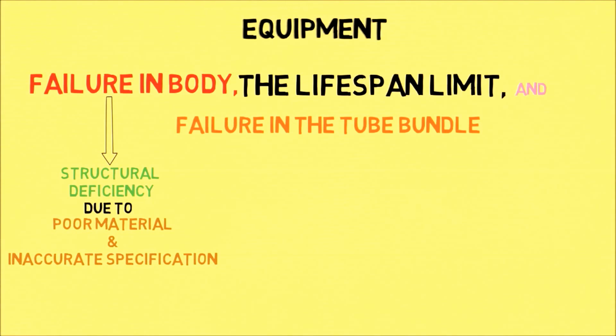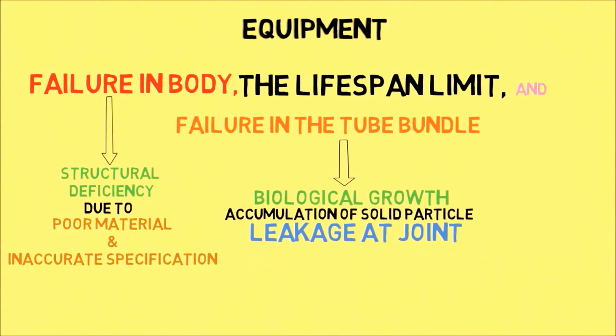If this corrosion or metal fatigue of the heat exchanger is not repaired, it may cause a major problem for the owner. Then, failure in the tube bundle is mainly because of biological growth, accumulation of solid particles and leakage at the joints of the heat exchanger. This failure of the tube bundle can be avoided if the proper maintenance schedule and scope is followed and it is assigned to a skilled worker that has license and experience in that case.